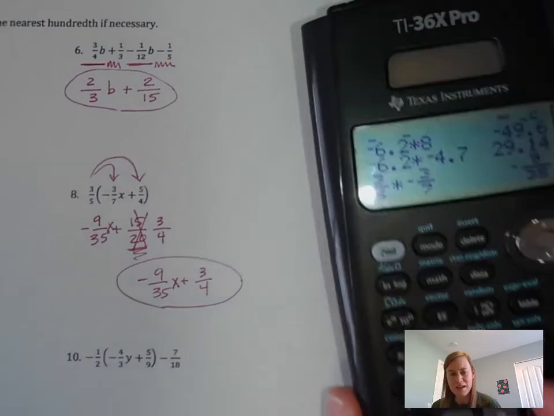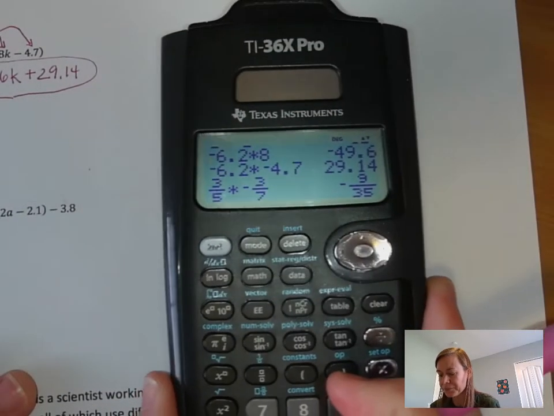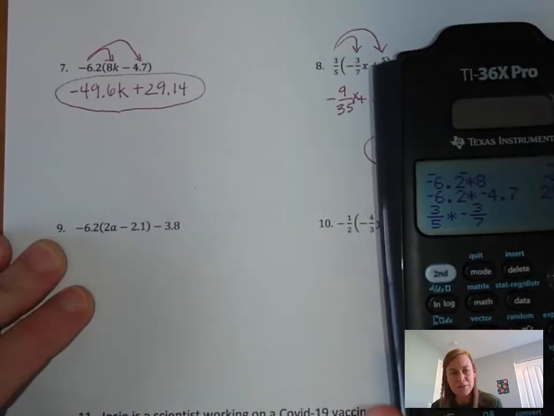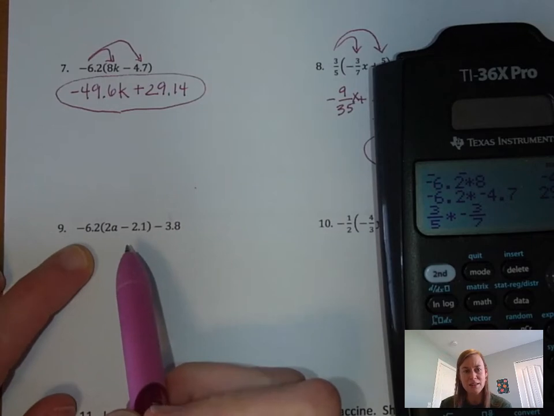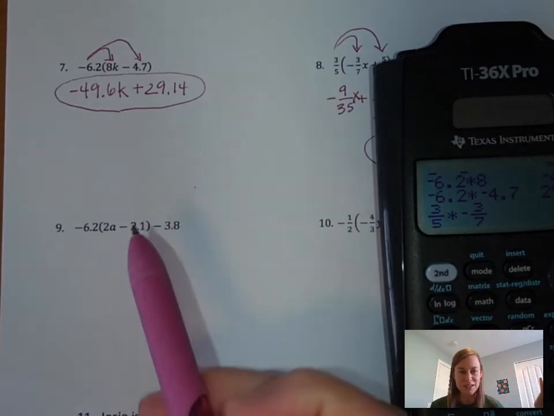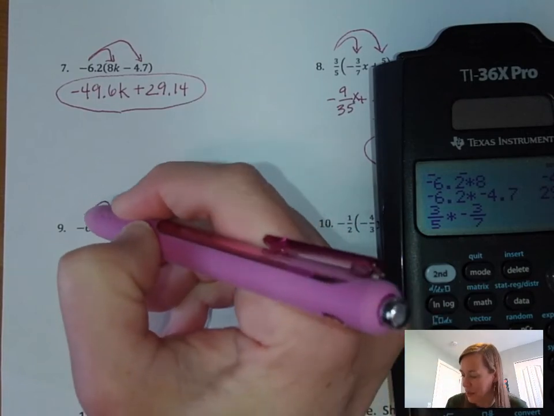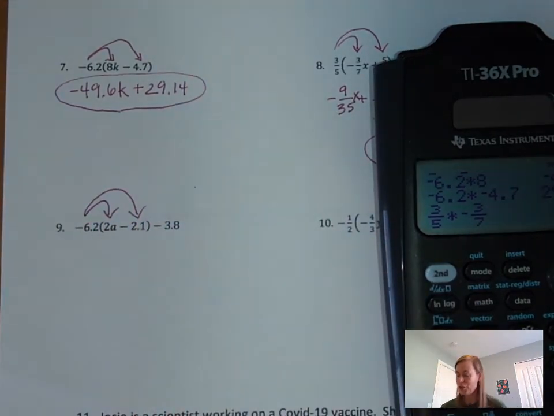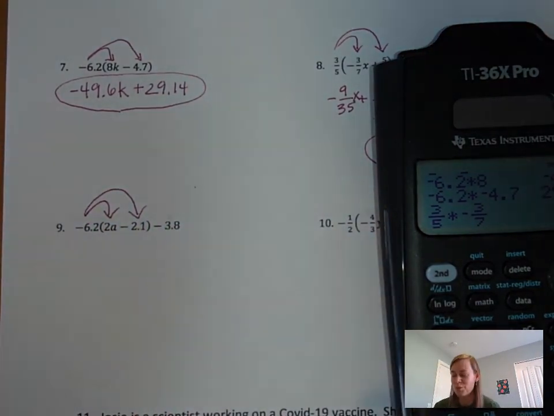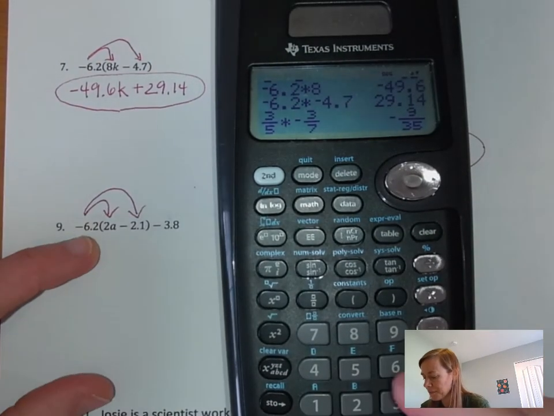Let's move on to number 9. We're getting towards the end, guys. Okay, we have some parentheses here in number 9 again, so that means what? We need to distribute to get rid of those parentheses. So we're going to distribute the negative 6.2 to 2a and to the minus 2.1. Our calculator should work great for this. Let's go ahead and use it.